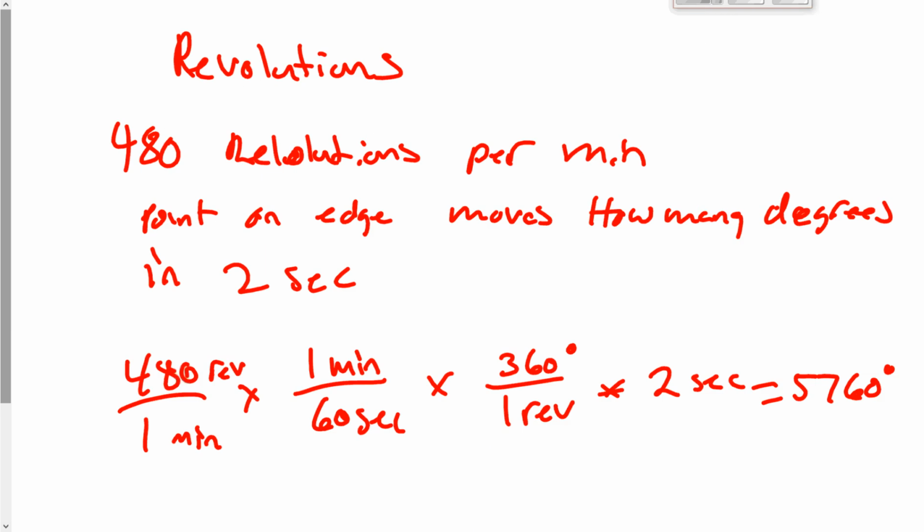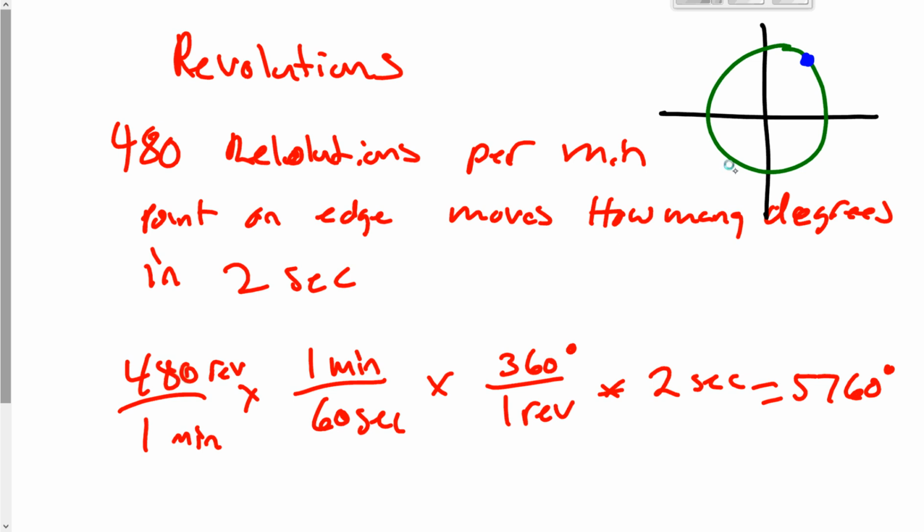So here's a word problem dealing with the same thing. You have this disc that's being revolved around on a record or CD player, going around in revolutions. Each revolution is 360 degrees. There's a point on the edge, and it's being rotated at 480 revolutions per minute. So every minute it's going 480 revolutions, and every single revolution is 360 degrees. What we want to do is find out how many degrees it goes in 2 seconds.